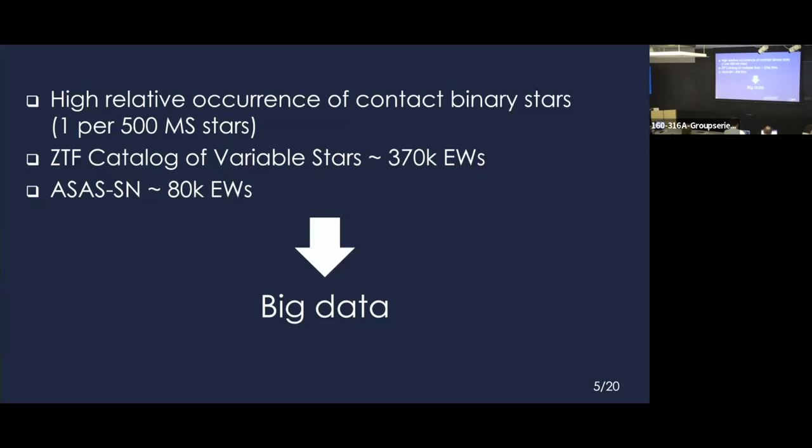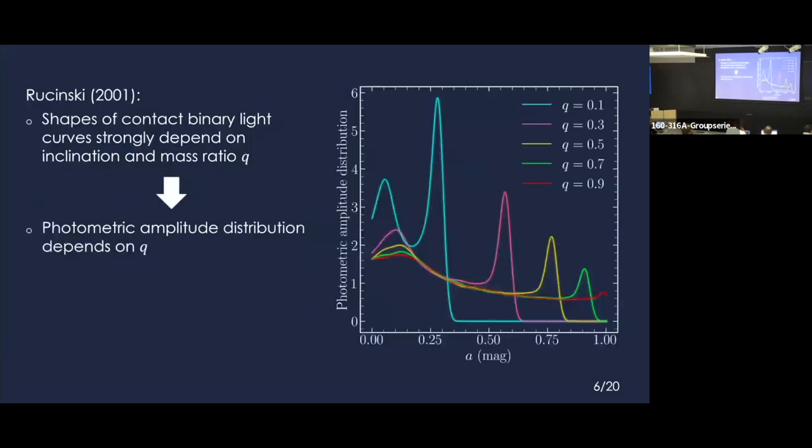This allows the use of statistical methods and machine learning. So overall, we would be much better off if we could somehow infer the minimum mass ratio from photometry instead of spectroscopy. Lucky for us, in 2001, Rucinski published a paper in which he showed that the photometric amplitude distribution of contact binaries strongly depends on the mass ratio distribution of contact binaries. You can see that here in this figure, where I show how the photometric distribution depends on the different values of the mass ratios.